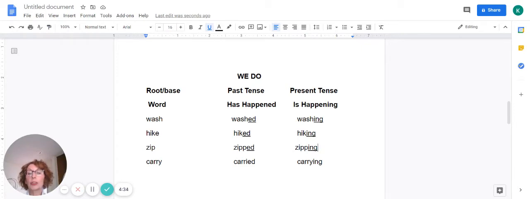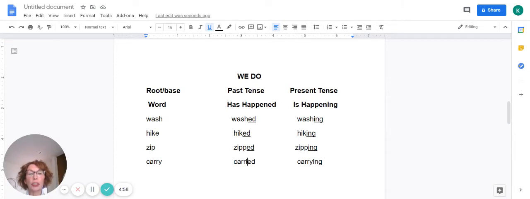Okay. Do you notice a spelling change? I hope you said yes, because they've applied the double the final consonant rule. The short vowel, we doubled the final consonant. In this case, it was P. We doubled the P and added ed, and doubled the P and added ing.